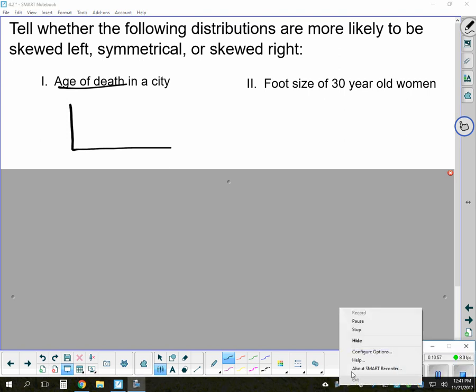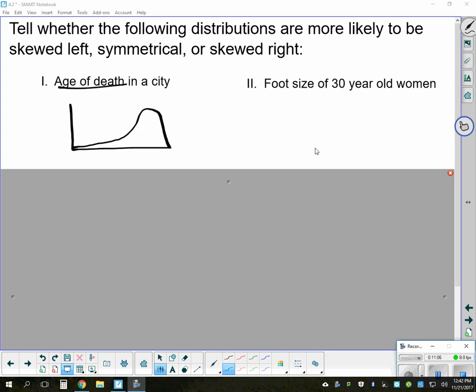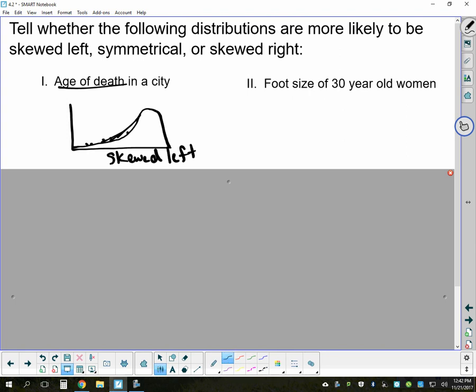So go ahead and draw a picture of what that distribution will look like, what that histogram will look like. Okay, so I have something like this. You should have something roughly like that. Maybe yours is a little more like this. That's okay. But we would say that this is skewed left. We have some extra little points over here, but the bulk of our information is over here on the right. Okay, foot size of 30-year-old women.